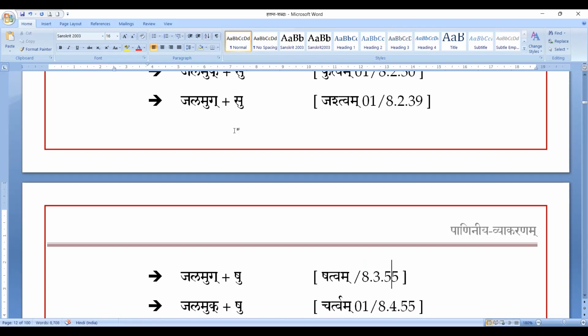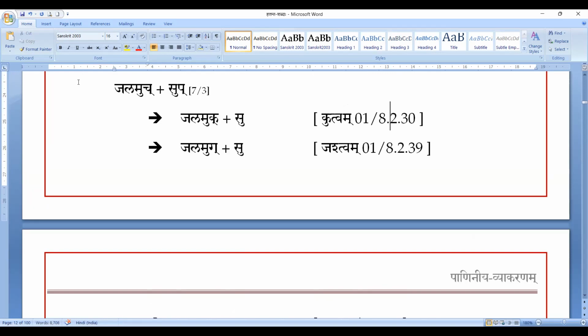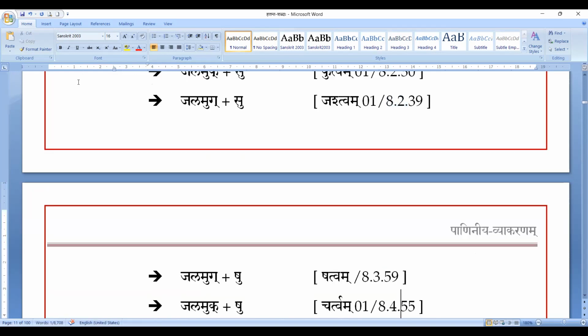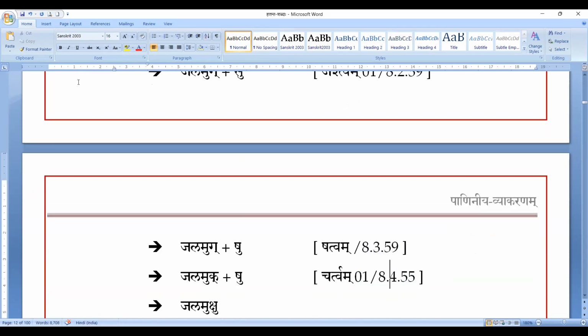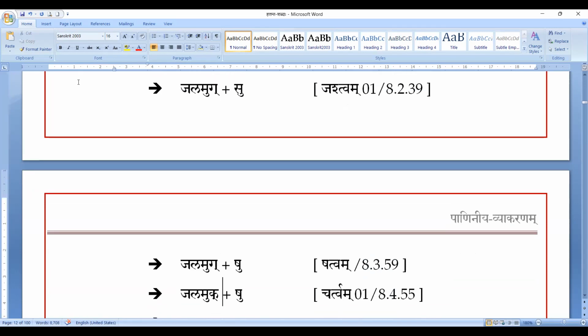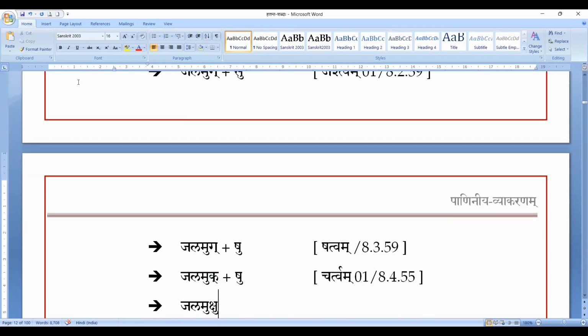That comes before. If you see the sequence, it is 8-3-59. So now you see the sequence 8-2-30, then 8-2-39, then Shattvam is 8-3-59. Chartva is in the fourth section, therefore it comes later. So first you do Shattvam and then do Chartvam. The steps are not elaborate here. Now we have added, so Jalamuk plus Su will become Jalamukshu. Then after that, if you apply Chartva Vidhi, the Jal letter will be replaced by the corresponding Char letter. Then kakara shakara, Jalamukshu. So that is a form.